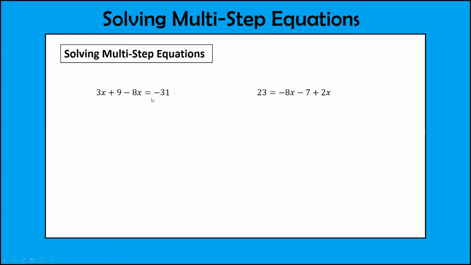So on the left side of the equation, I got -8x, +3x. Those are like terms, okay? I can put those two together. They're on the same side of the equal sign. Let's just combine them. So that's going to give me -5x plus 9 equals -31.